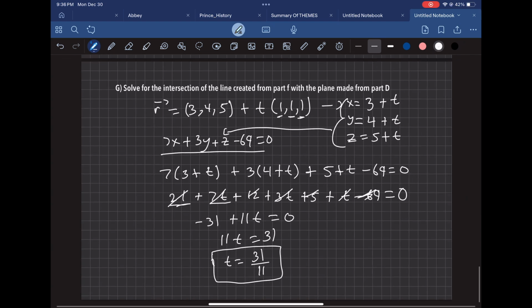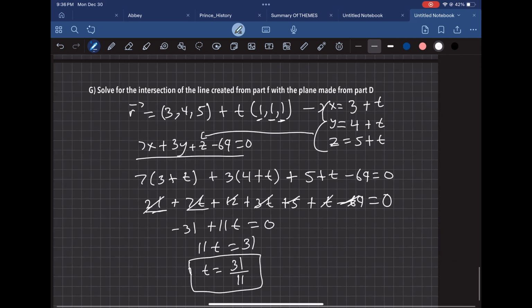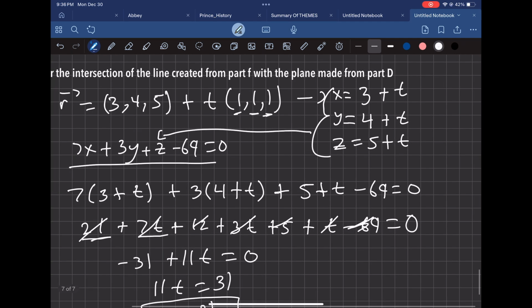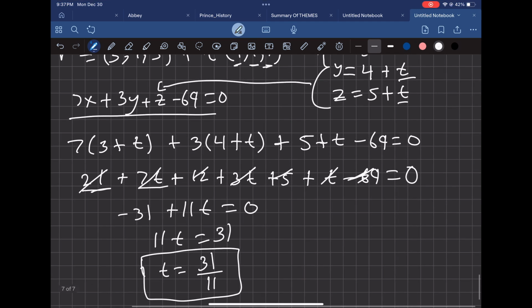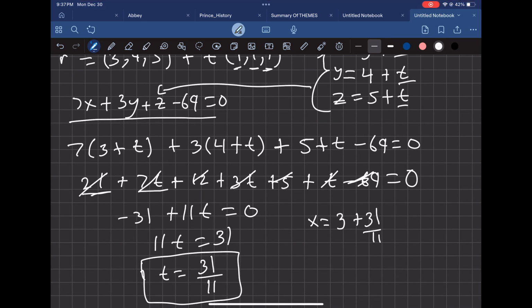So now we want to find the intersection of the line with the plane, and the way we can do this is by looking back at our parametric equation. We can simply sub in the value we got for t into the x, y, z formation, which would create a point, and that is a point of intersection. So the value of x, y, and z, we can put that as a point, and that will be our final answer. So we can rewrite that as x equals 3 plus 31 over 11, y equals 4 plus 31 over 11, and z equals 5 plus 31 over 11.